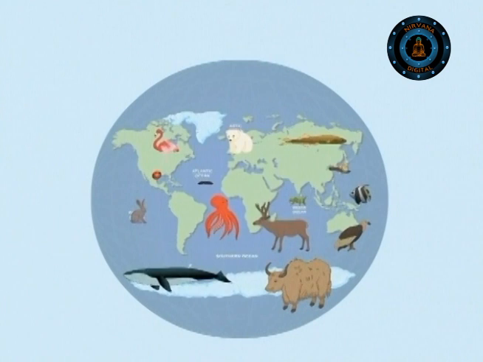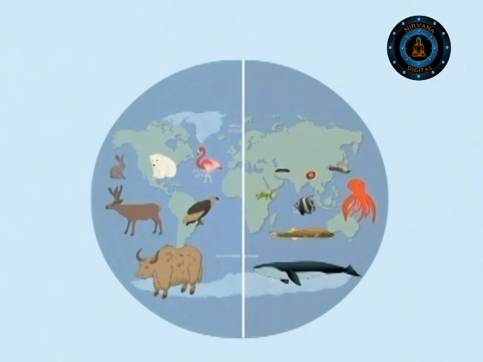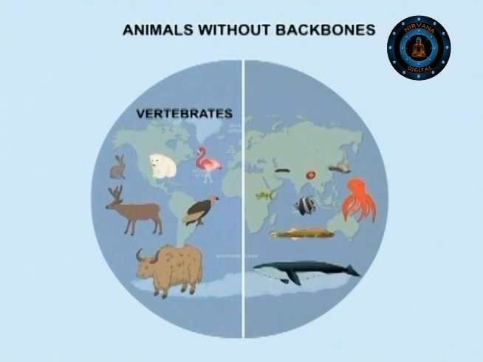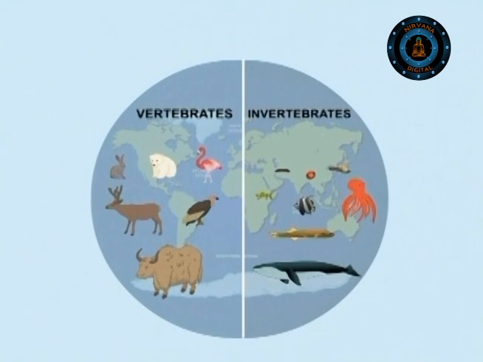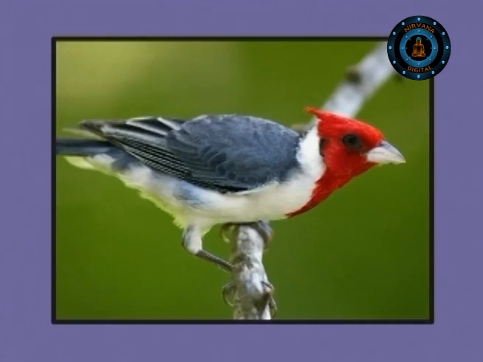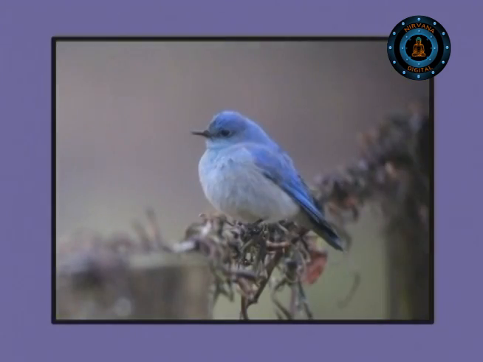Animals of the living world have been divided into two major categories. One is the animals with backbones, known as the vertebrates, and the other is the animals without backbones. Those are called the invertebrates. Other than these two major categories, there are other types too that are unrelated.